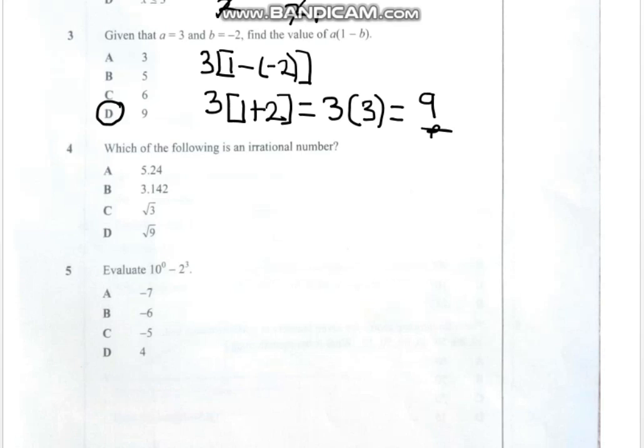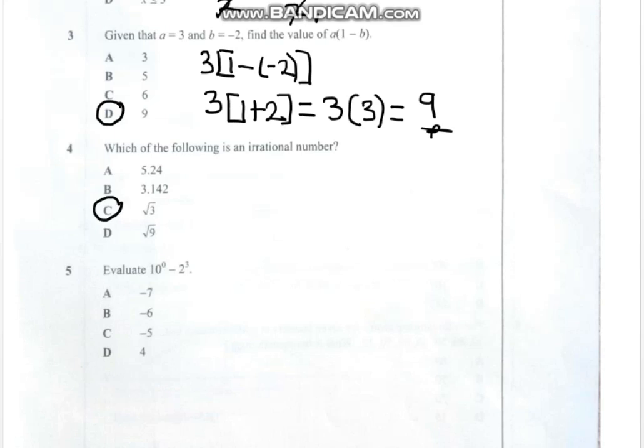Then question 4, which of the following is an irrational number? We've been given 5.24, 3.142, square root of 3 and square root of 9. The first option, A, 5.24, is a rational number because it has finite digits. Even B, 3.142, has finite digits, and these two, A and B, can be expressed as a fraction, a over b. Then C is our answer.